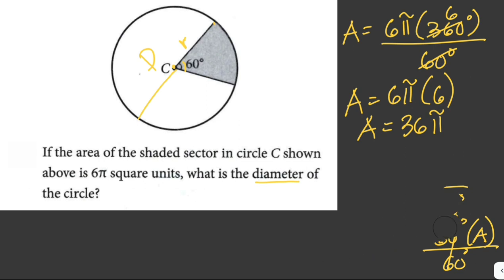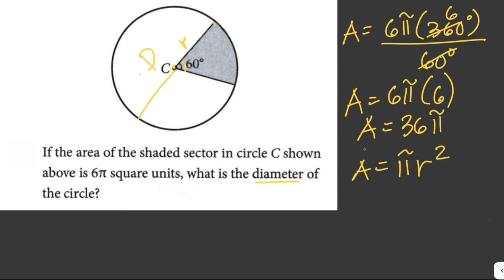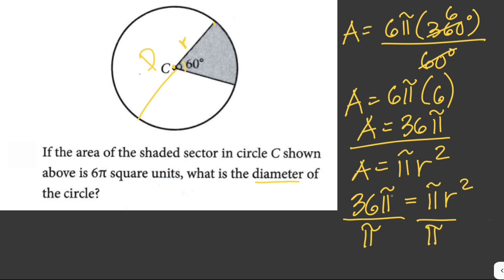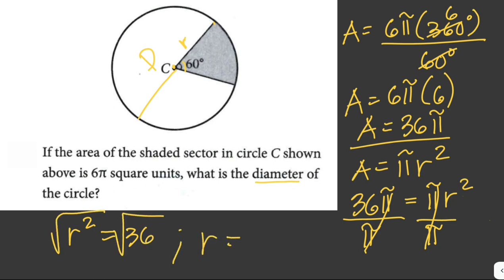And now we can solve for the radius. The area of the circle is just equal to pi r squared, and we're given the value of our area, which is equal to 36 pi. We plug in here 36 pi equals pi r squared. Divide both sides by pi. So r squared is 36, and we square root both sides. So our radius is equal to 6.